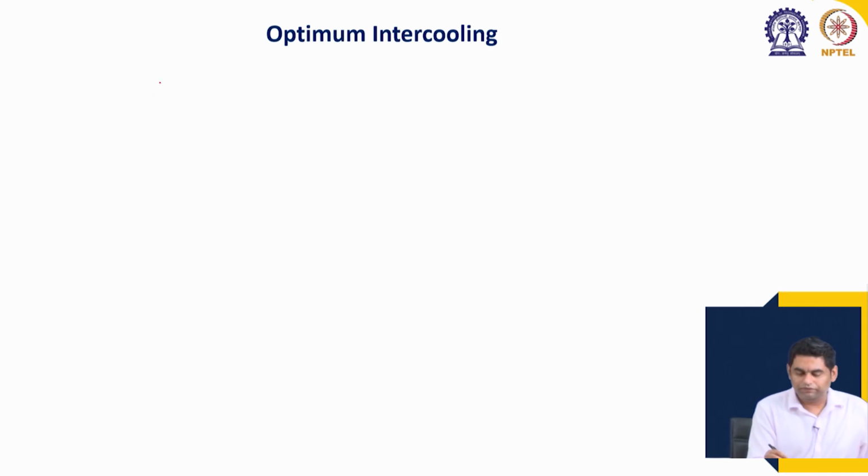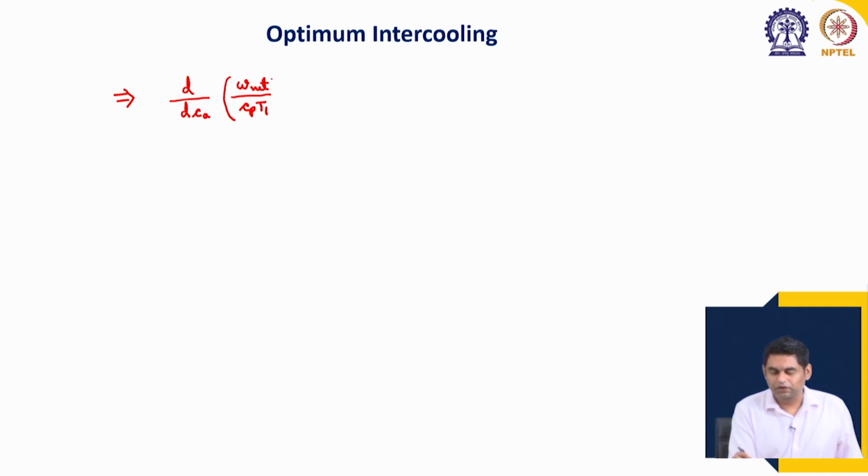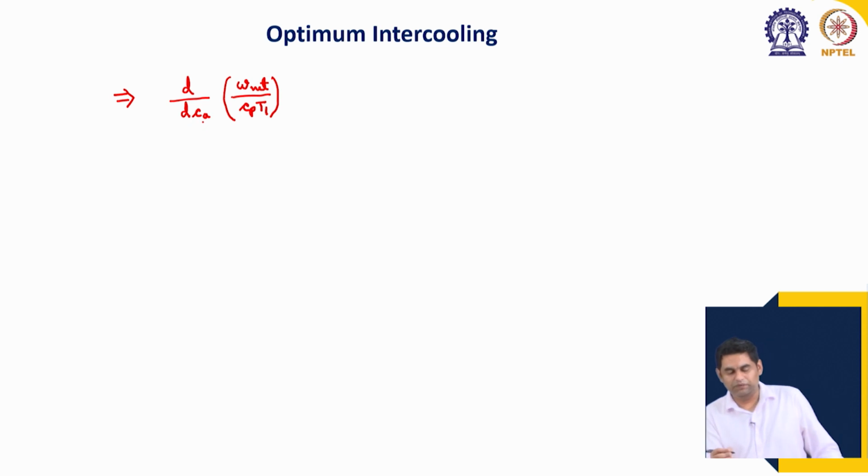We can take a derivative of this net work output by CpT1, the non-dimensional net specific work output, with respect to any of these parameters Ca or Cb, because they are not independent. Cb is equal to C by Ca. So, we are going to take a derivative with respect to Ca and equate it to 0, and from there we can find an expression for Ca in terms of known parameters C and t, so that we know what should be the optimum case.